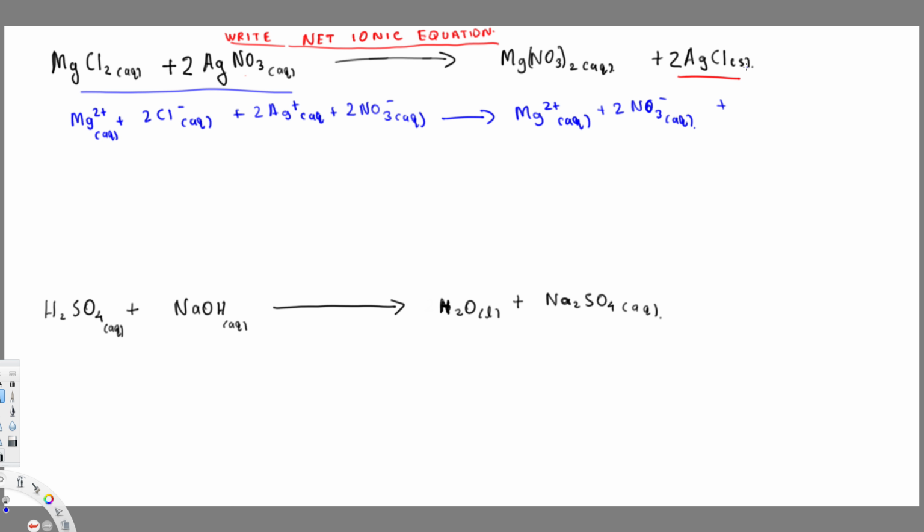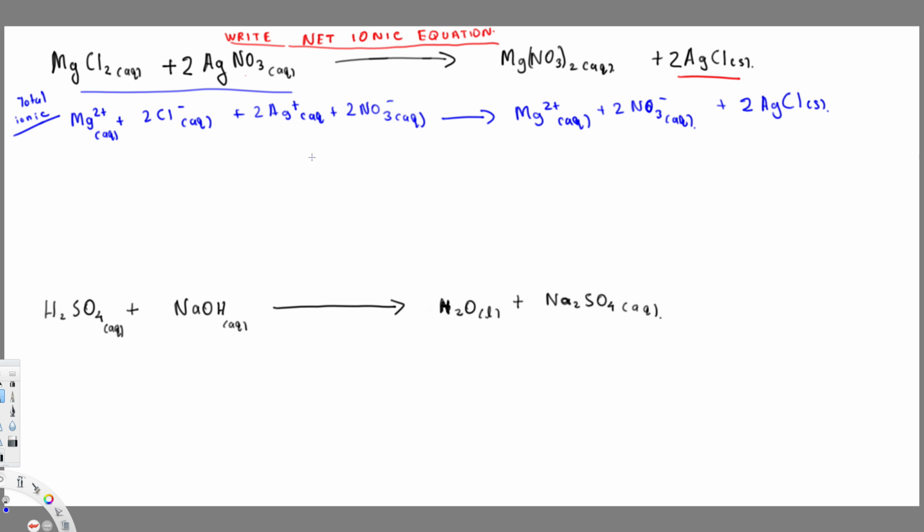Since this is solid, this means it is not soluble in the water, so that's why it's staying in the solid form. We have to keep this one as it is. So in this case this is going to be 2 AgCl solid, right? Then we have everything, and this is called the total ionic equation. But we have to write the net ionic equation.